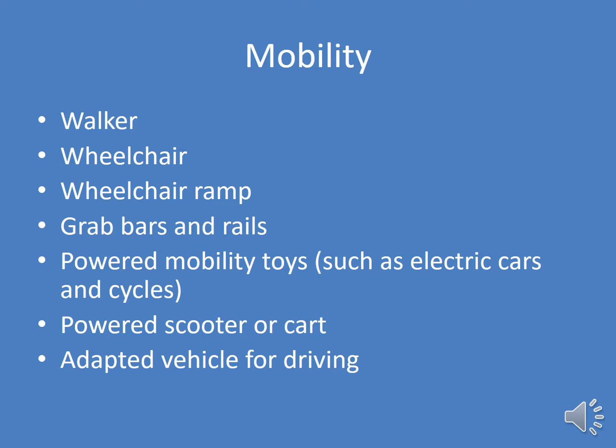In terms of mobility, here are some assistive technology tools that are used by people who have difficulty with mobility, whether it be walking or using their arms. Walkers, wheelchairs, grab bars, powered mobility toys, scooters or carts, and adapted vehicles for driving are all examples of assistive technology designed for mobility.